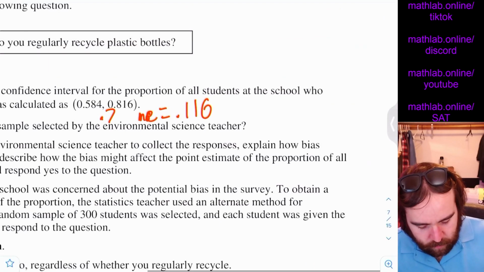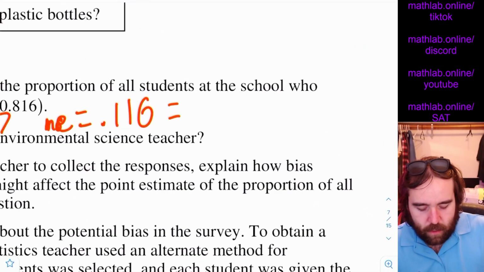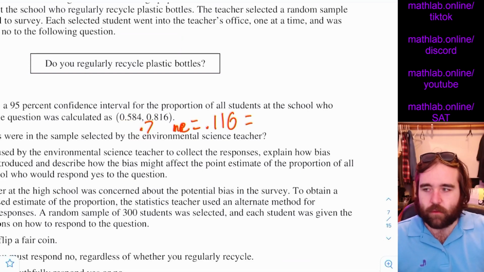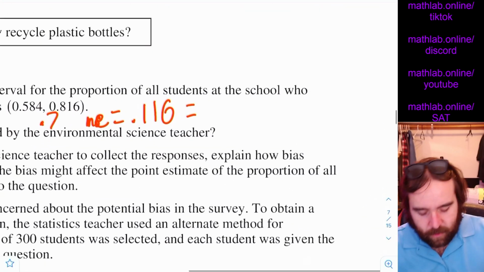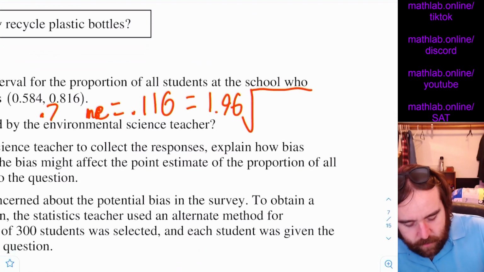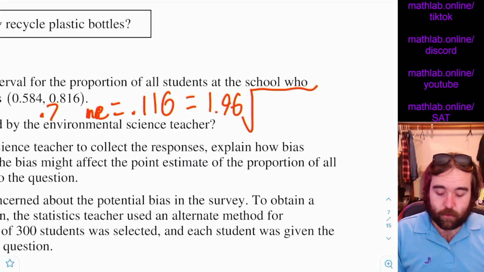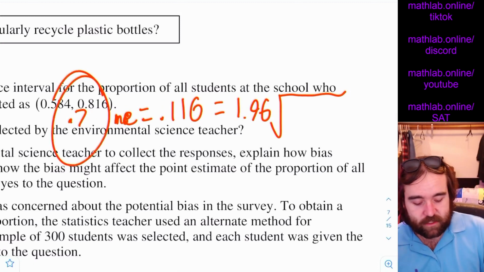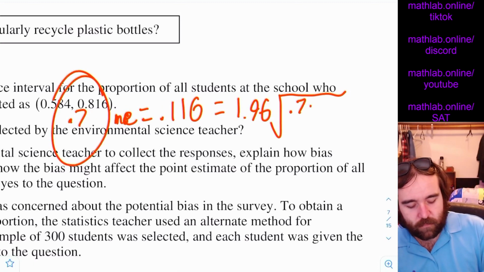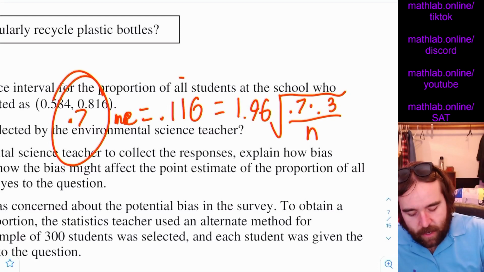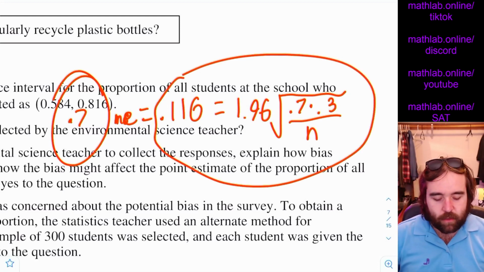Now we use the formula. How do you calculate the margin of error? Well, the margin of error is equal to the z-score, or z star, or whatever, critical value, which in this case for a 95% is 1.96, times the square root of the proportion you found, which we determined was 0.7, times 1 minus 0.7, over n, because we don't know what the sample size is. And now you see that this is the equation right here that we're going to have to solve.